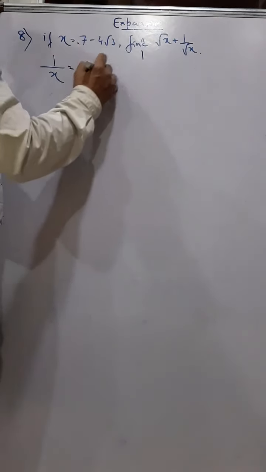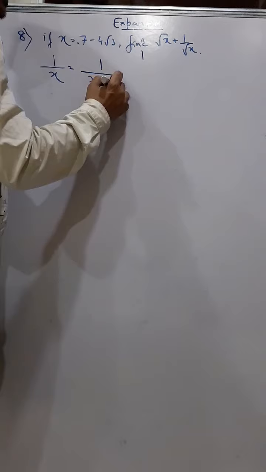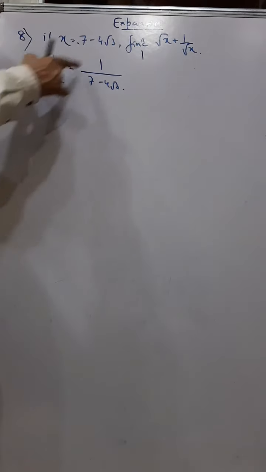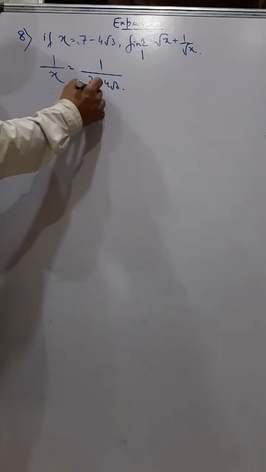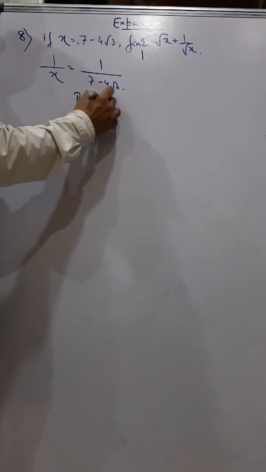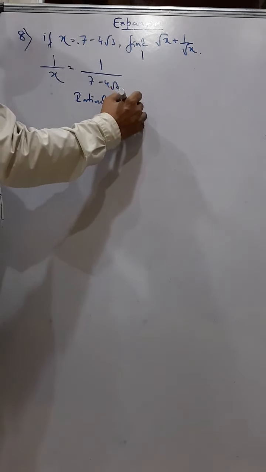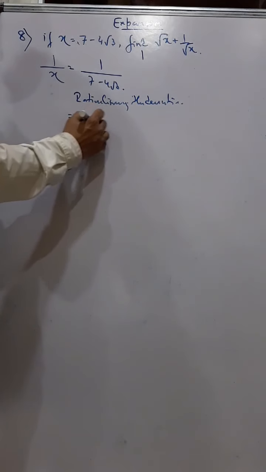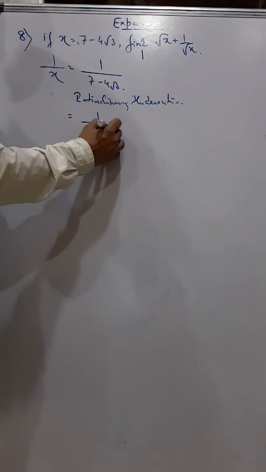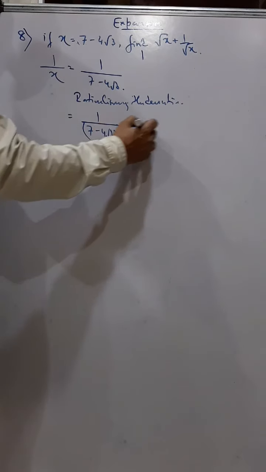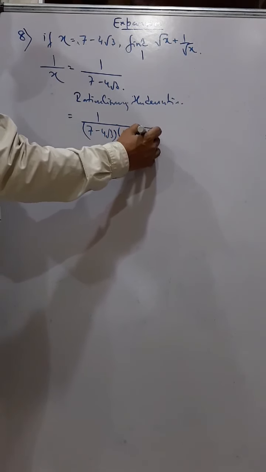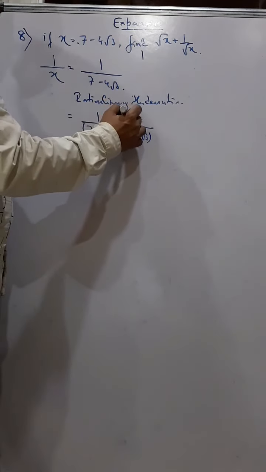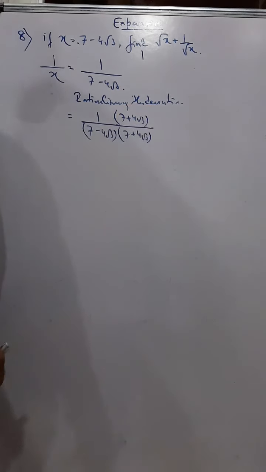Now 1 by x means 1 by 7 minus 4 root 3, because 1 by x is this. So 1 by x value, and now you have to rationalize. You know how to rationalize? Rationalizing the denominator. So rationalizing the denominator, what do I get? 7 minus 4 root 3 and 7 plus 4 root 3, and then 7 plus 4 root 3.